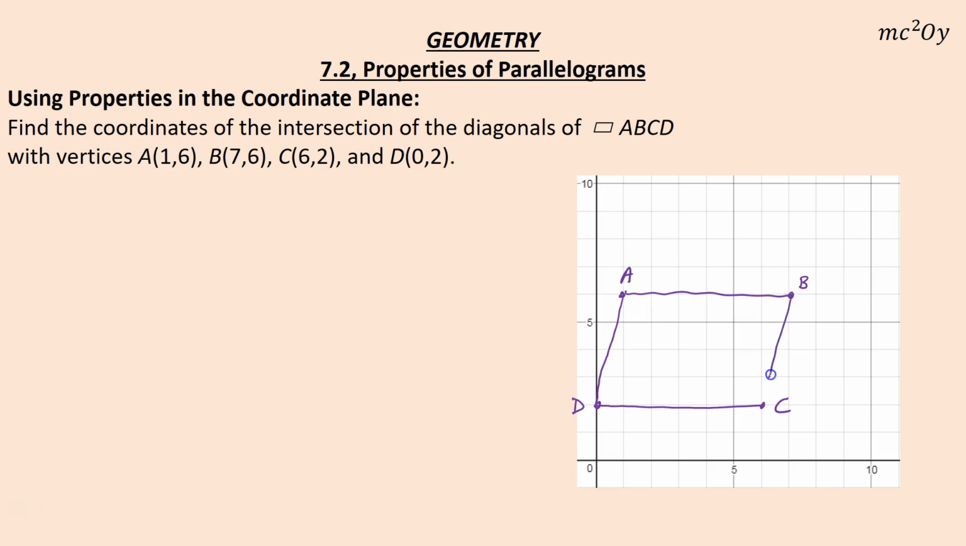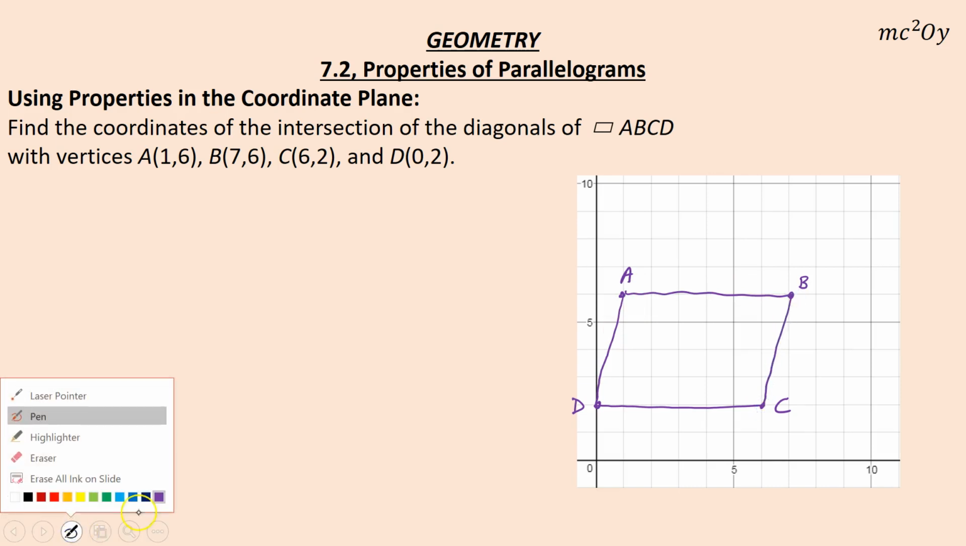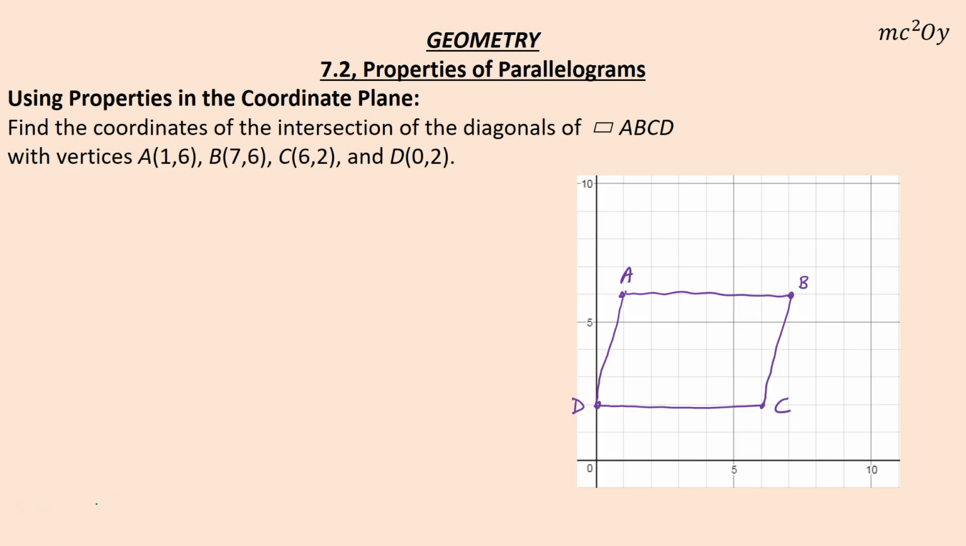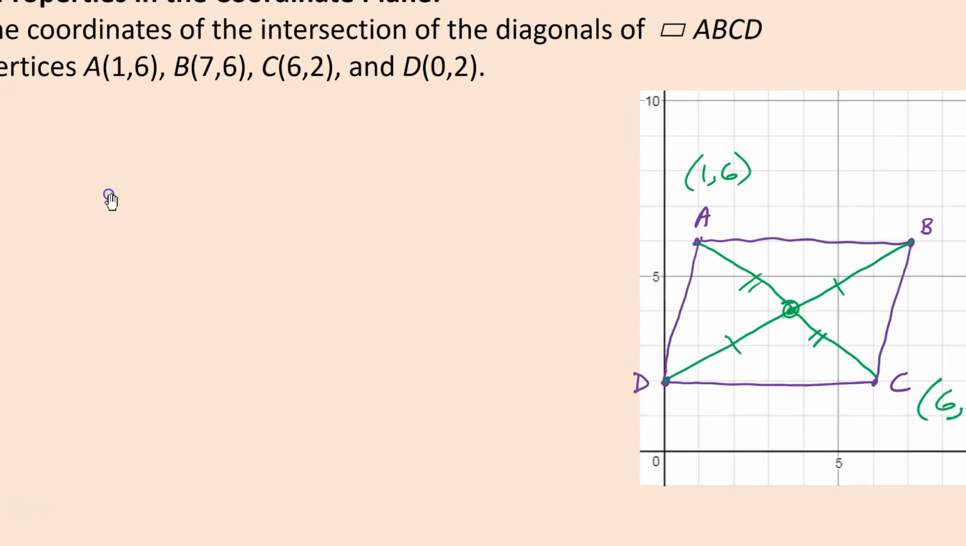Now it doesn't say just plot the parallelogram. It says find the coordinates of the intersection of your diagonals. If you draw in your diagonals, kind of looks like my coordinate is right there. Well, it's hard to tell, but what I do know is diagonals bisect each other. So really what I'm looking for is the midpoint of one of my diagonals. So if I want to, say, use the coordinates A(1, 6) and C(6, 2), I could find the midpoint of that, which should be that point right there where they intersect. Whoa. All right, that's pretty cool.